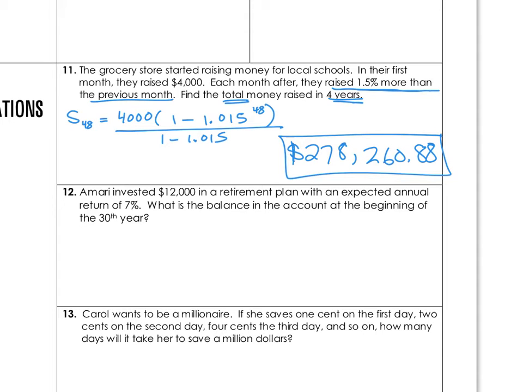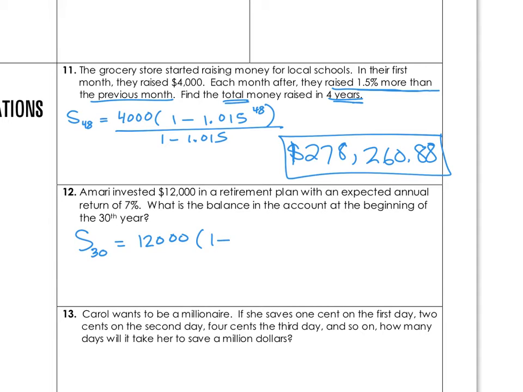Okay, so number 12, let's see, they invested $12,000. Expected annual return of 7%. What's the balance in the account at the beginning of the 30th year? Okay, so that would be the sum. We're assuming not taking any out, obviously. The sum of 30 years would be the first one.